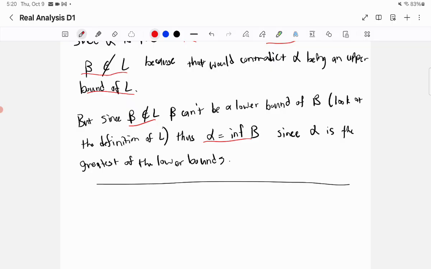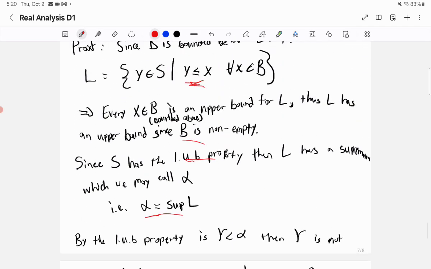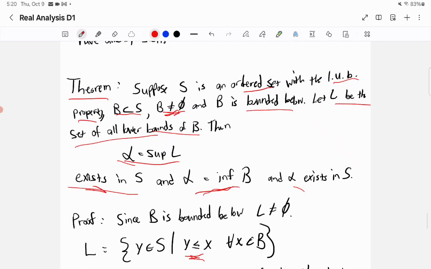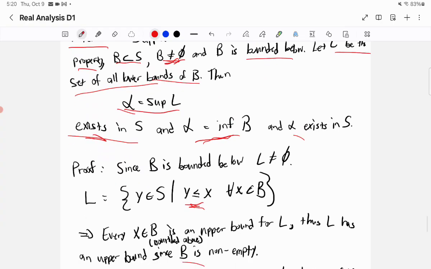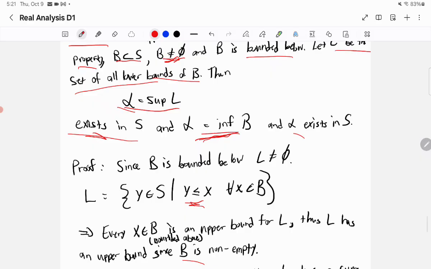It's a lower bound of B. It also has to be the greatest lower bound of B, which gives me the infimum, because there can't be some number greater than alpha that's also a lower bound of B, as we've just established, right? So therefore, alpha is equal to the inf of B. So basically, we've taken all of these definitions that we've already learned up to this point, and we can prove that this must be true, right?